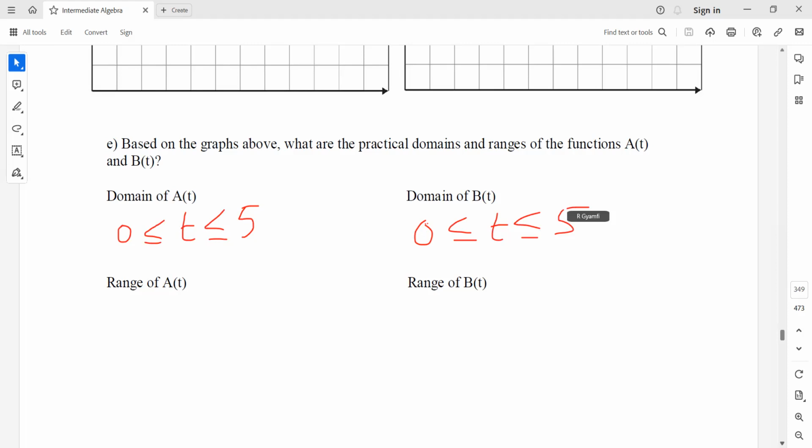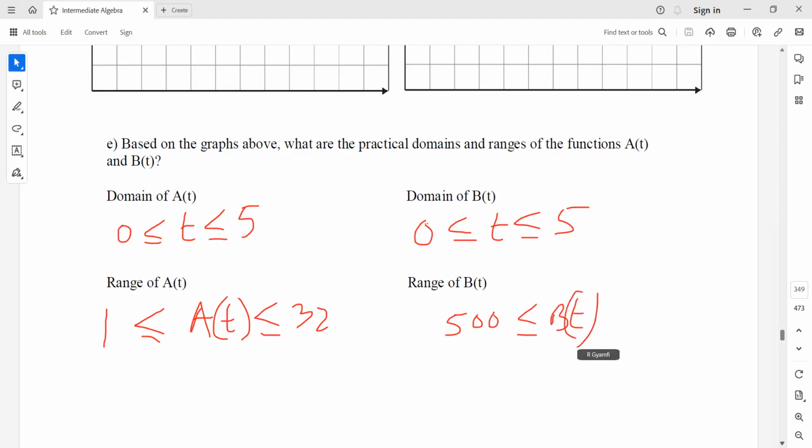And then for the range, now you go back to the table up there. We started with $1 for A of t. And then at 5 months, you have $32, right? And then here, you're going to have 500 for the start. And then you have 1,000, right? Because after 5 months, it's going to be an additional $500. So that's it. All right.